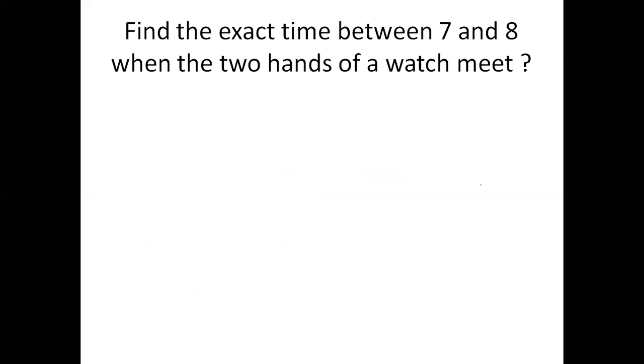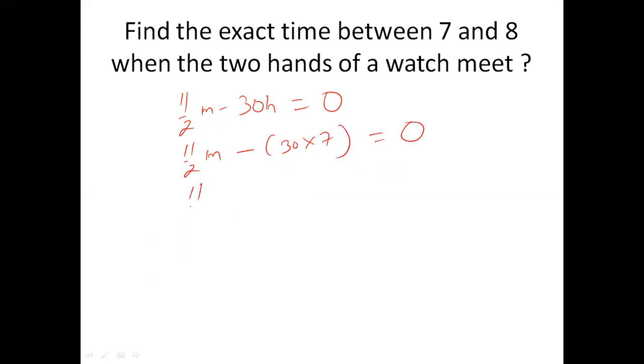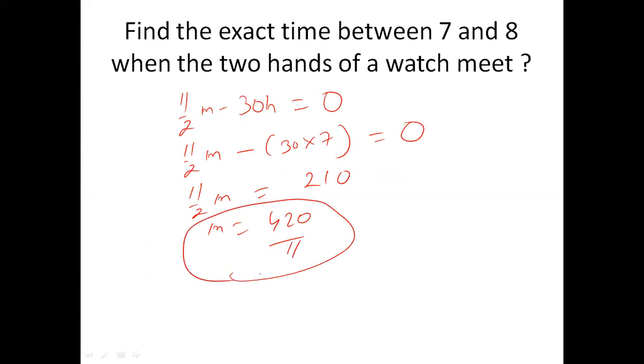Next one, find the exact time between 7 and 8 when the two hands of a watch meet. Meet means angle is 0. So 11 by 2 m minus 30 h equal to 0 degree. So m we don't know, minus 30 into hours, which is between 7 and 8, so 7, equal to 0. So 11 by 2 m equal to 210 degree, where m equal to 420 by 11. So minutes is 420 by 11. If you want, you can convert it to mixed fraction or decimal according to the given options.